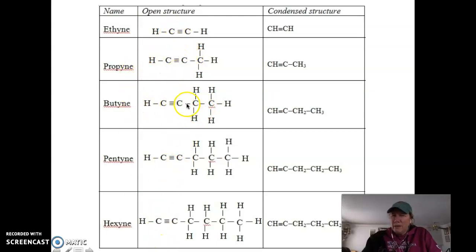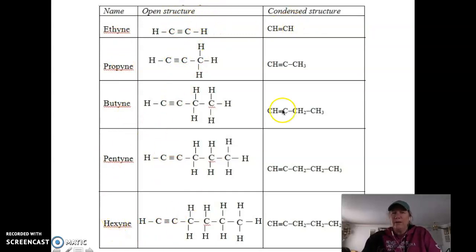If I move this triple bond over here, I'd have to move some of these hydrogens. But if I moved it here, then it would be 2-butyne. Or if I moved it over here, it could be 3-pentyne. So you have to say where the triple bond is. And in all of these cases, they're all on the first carbon, so you don't have to write the number. You can, but you don't have to.